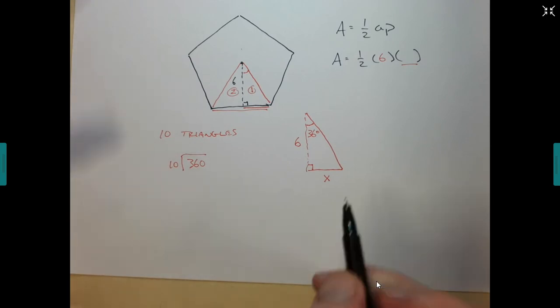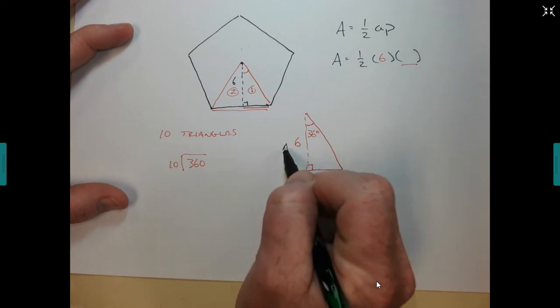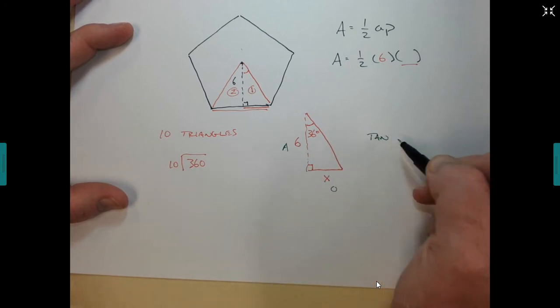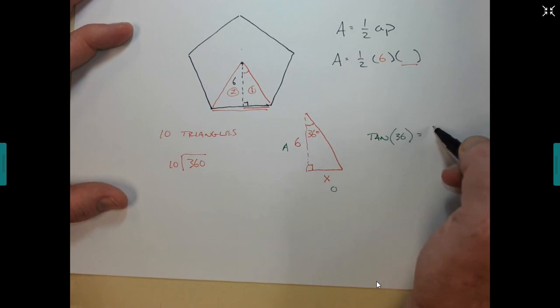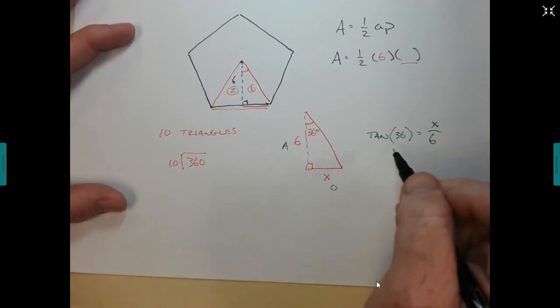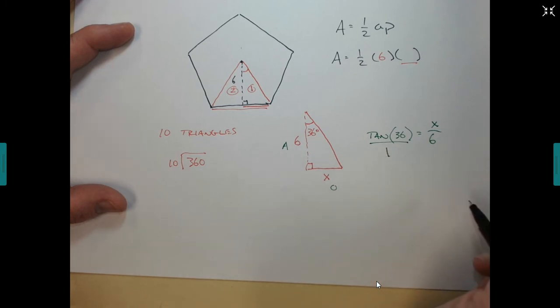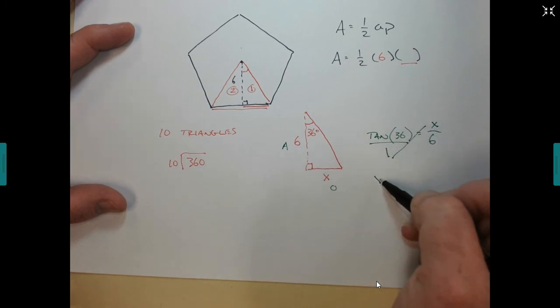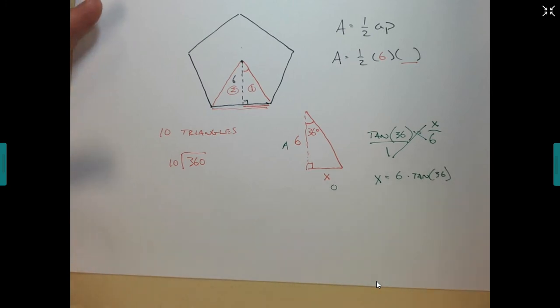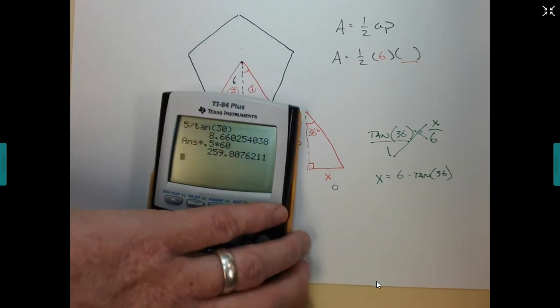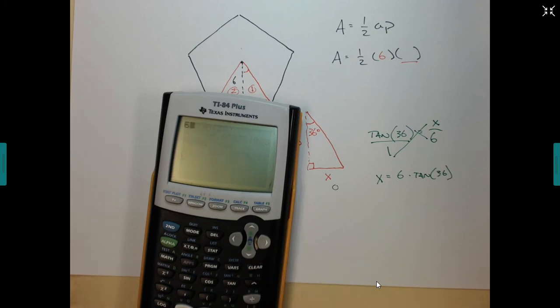And it's game time again. I still am using opposite and adjacent, which means I'm still doing a tangent problem. Tangent of the angle has to equal the opposite side over the adjacent side. Since I'm missing a side, we'll go at it like a proportion. 1 times x is x, and then I've got 6 times the tangent of 36. Since I have x by itself, it is calculator party time. 6 times the tangent of 36.